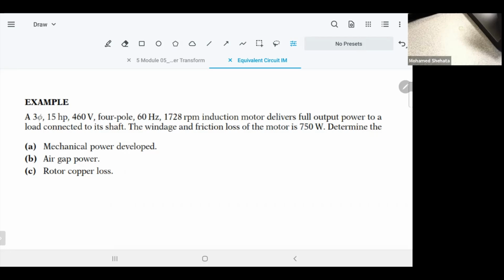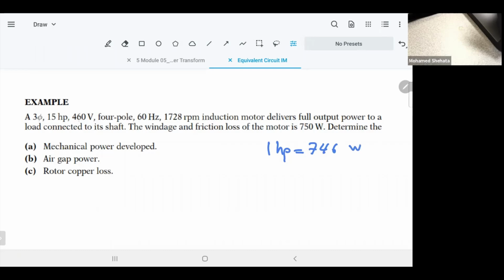Do you know how to convert from horsepower to watts? I think 1 horsepower is equal to 746. Let me just check the value. Yes, 1 horsepower is 746 watts. So that's the rated output power.